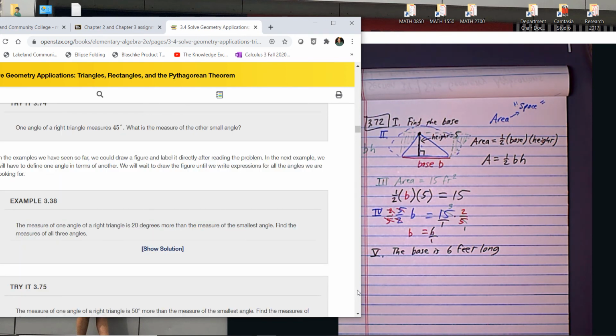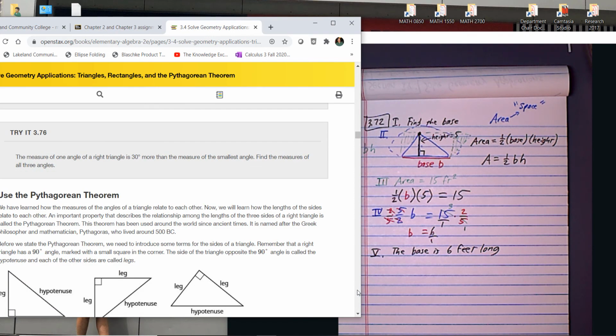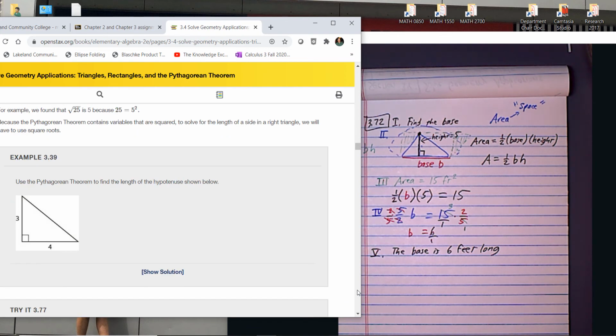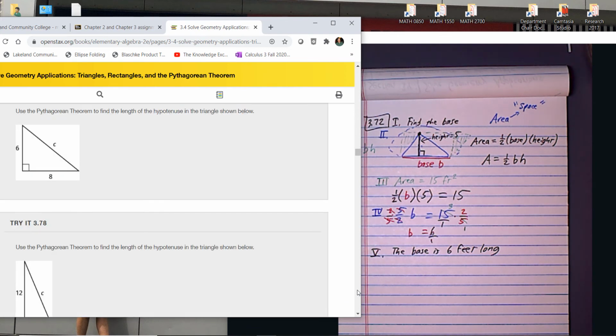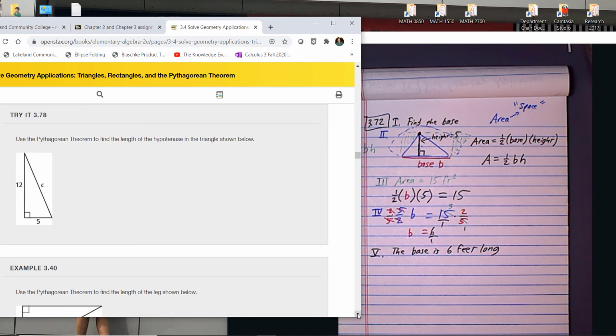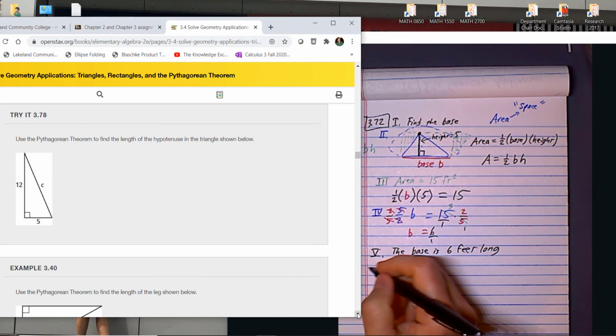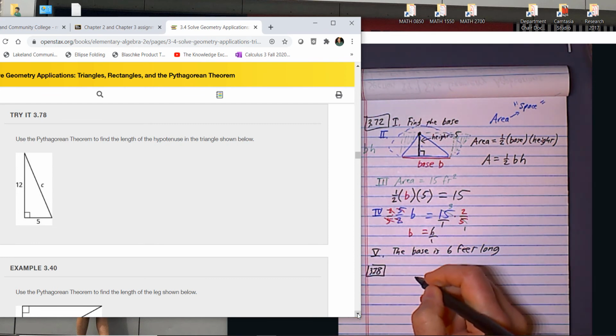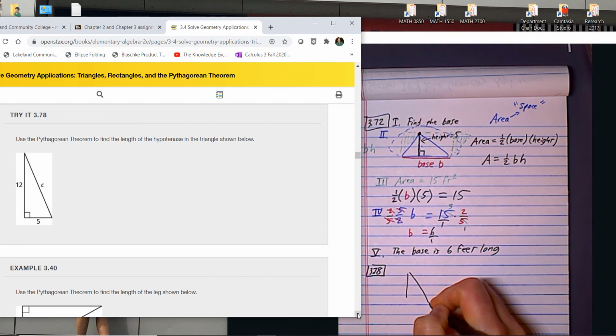Now, these last problems about right triangles, okay, 3.38 is a lot like one we just did. There's this theorem called the Pythagorean theorem. I ended up not assigning any of these, but I will do 3.78 and then call it quits. So they actually give me a picture here, okay?